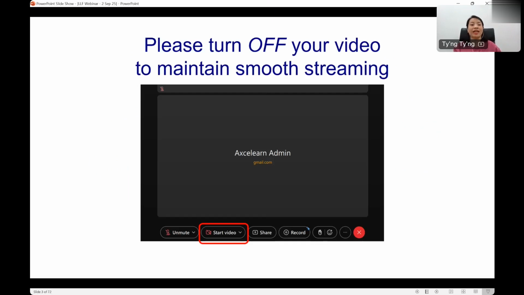To make sure that you can have smooth streaming throughout the session this evening, please turn off your video because video is going to take up a lot of bandwidth. If you want your learning session to be smooth, please make sure your video is off. I'm going to give you a very quick 1 to 2 seconds. If you accidentally turned it on, please just turn it off.